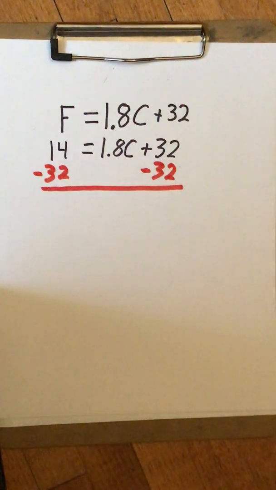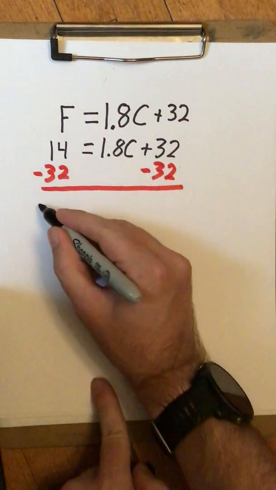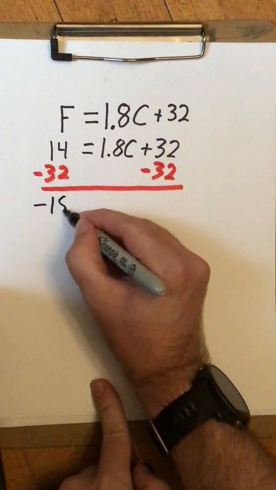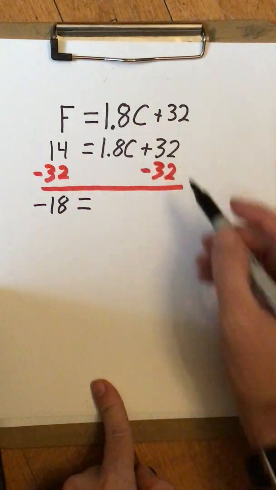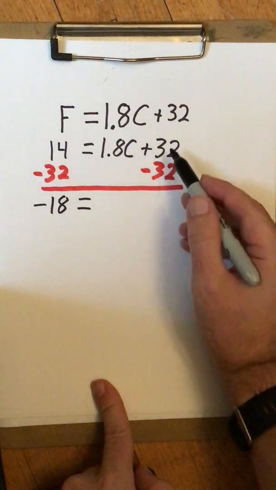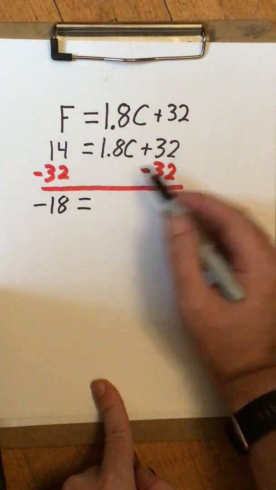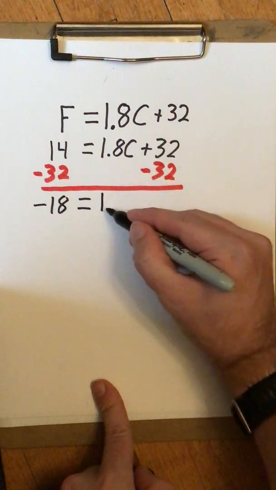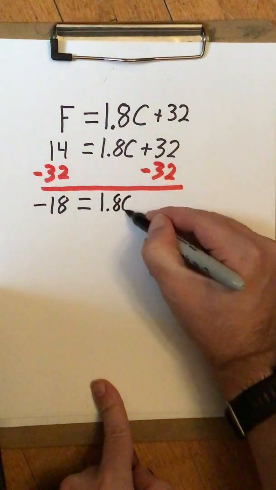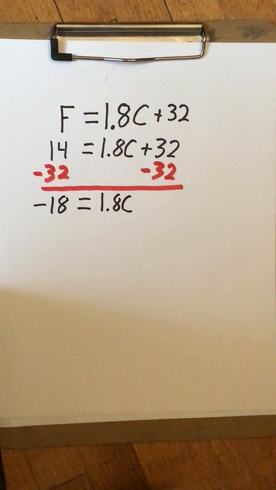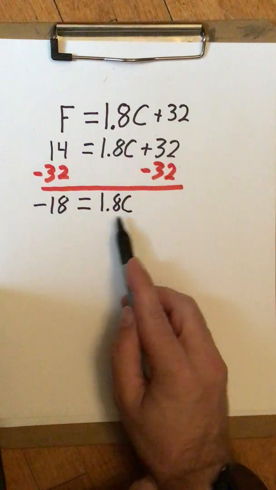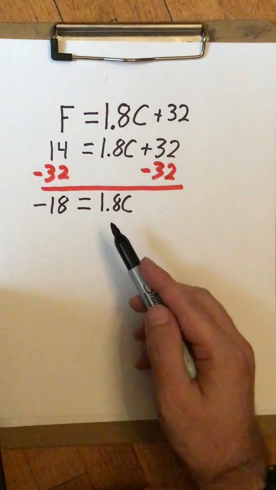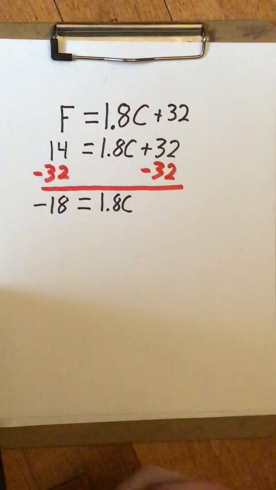Okay. So on the left side, 14 minus 32, it's going to put us in the negatives. We're going to be at negative 18. The equals comes straight down where it was. Plus 32 minus 32, those cancel each other out. They're all gone. So the only thing left over here right now is 1.8C. Now again, like we mentioned once already, when you have a number directly next to a variable, there's nothing between them, it means multiplication. And this is the last thing we need to get rid of to get our variable by itself.